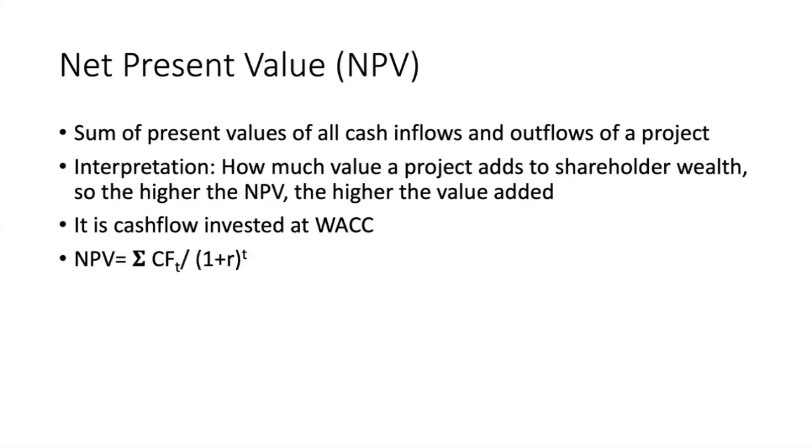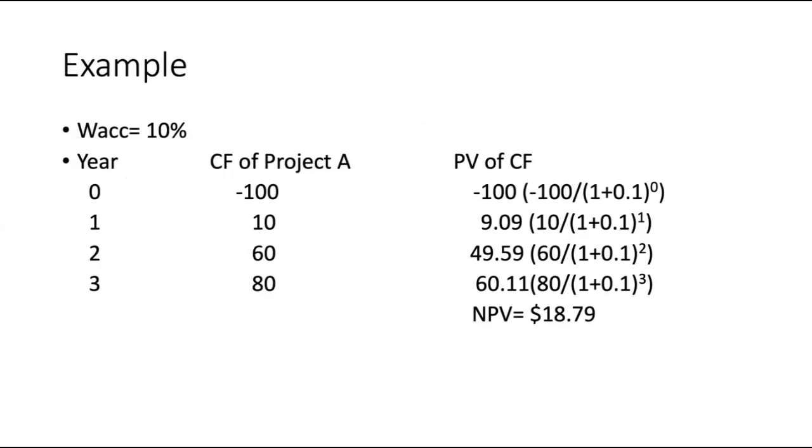The formula for NPV is as follows. We sum all the cash flows, divided by (1 + r), where r is the WACC, to the power t. Now let's look at an example of net present value. In this question, WACC is 10%, and the cash flow of project A is given as follows. For year 0, we have negative 100, which is an outflow. Then for years 1, 2, and 3, we have positive cash flows, which means we have cash inflows.